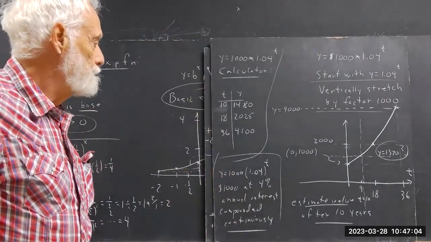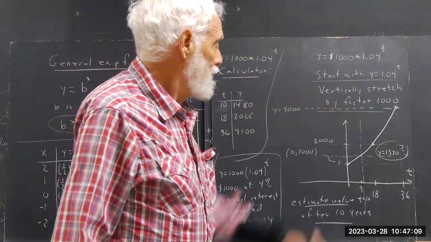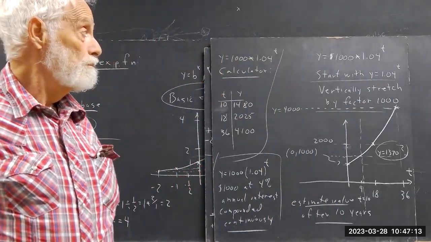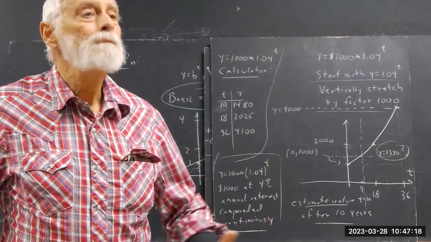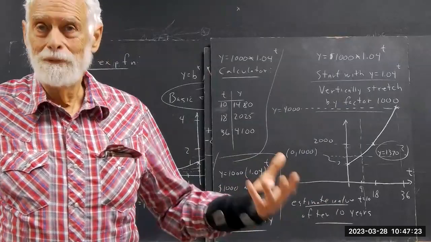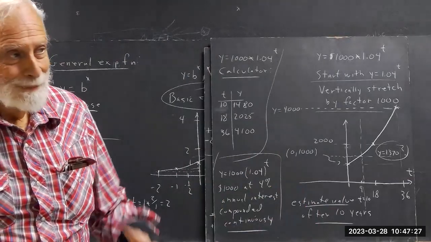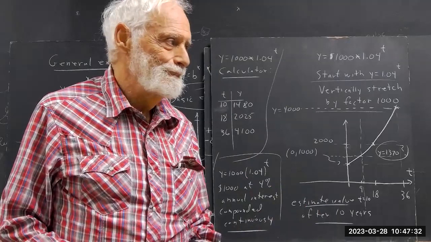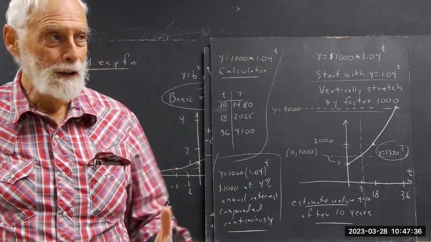Now, the other thing about this function is that this is also the way populations tend to increase if they have enough space and enough food and don't have predators. Once you put predators and disease into the model, it gets more complicated. But the fundamental idea is the same.